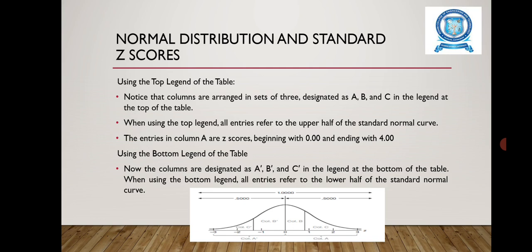And using the bottom legend of the table, the columns are designated as A, B and C in the legend at the bottom of the table. When using this bottom legend, all the entries refer to the lower half of the standard normal curve. For a negative z-score, columns B and C indicate how the z-score splits the lower half of the normal curve. As suggested by the shading in the bottom legend of the table, column B indicates the proportion of area between the mean and the negative z-score, and column C indicates the proportion of area beyond the negative z-score in the lower tail of the standard normal curve.